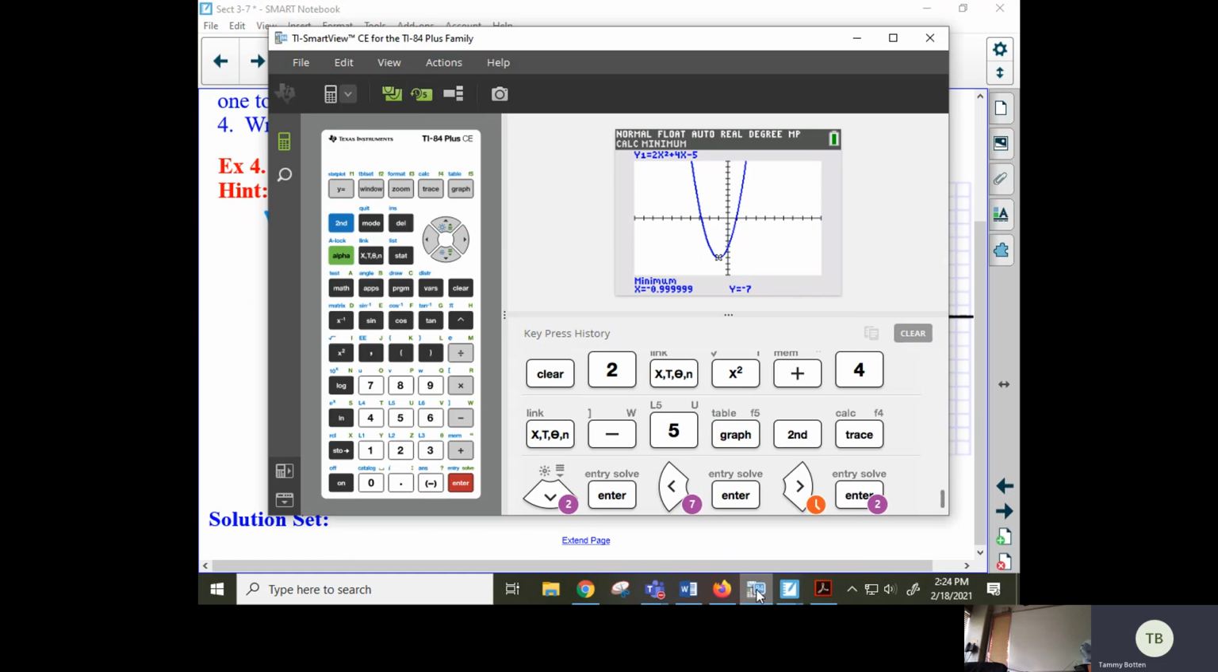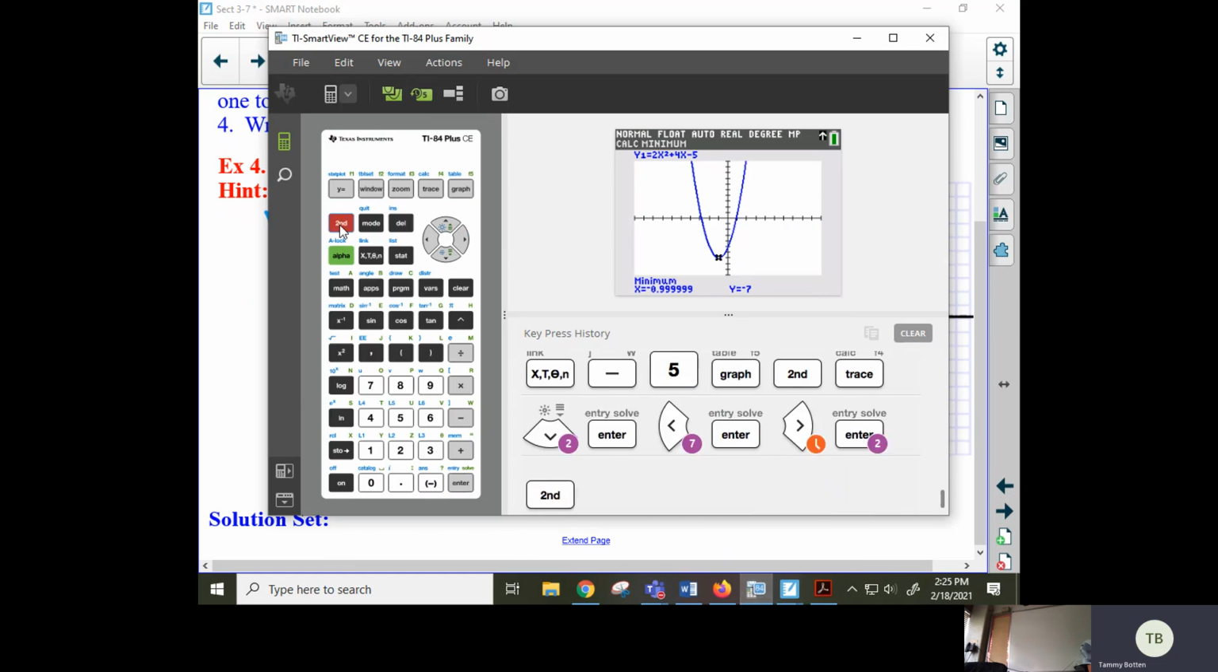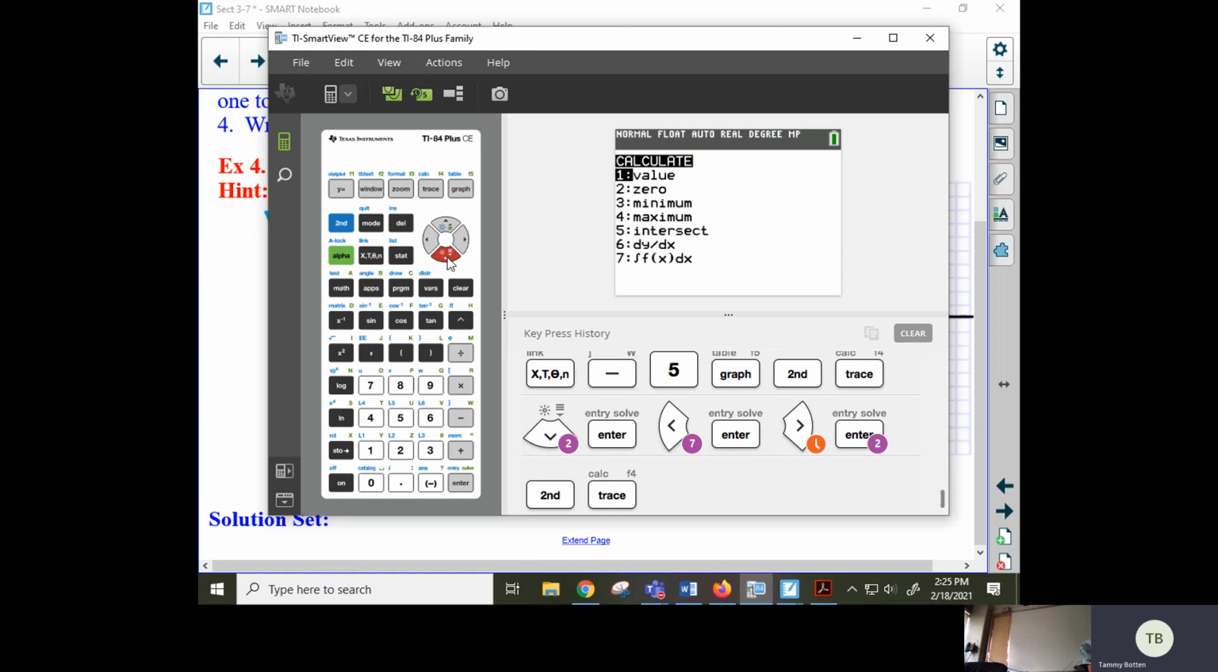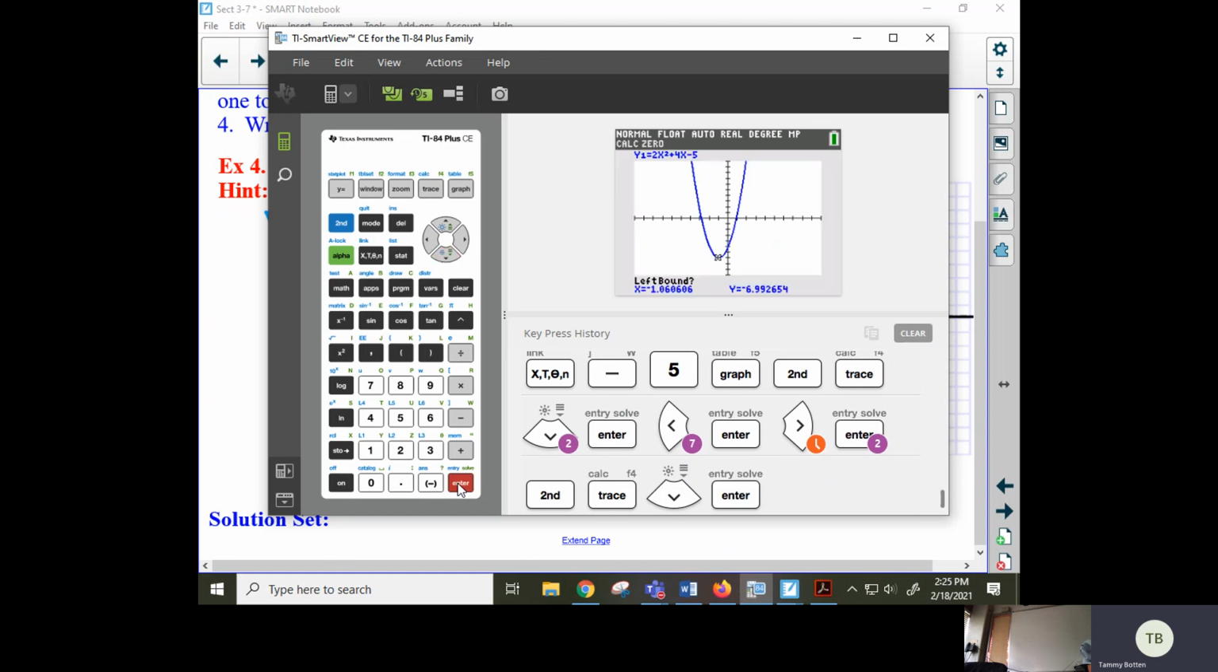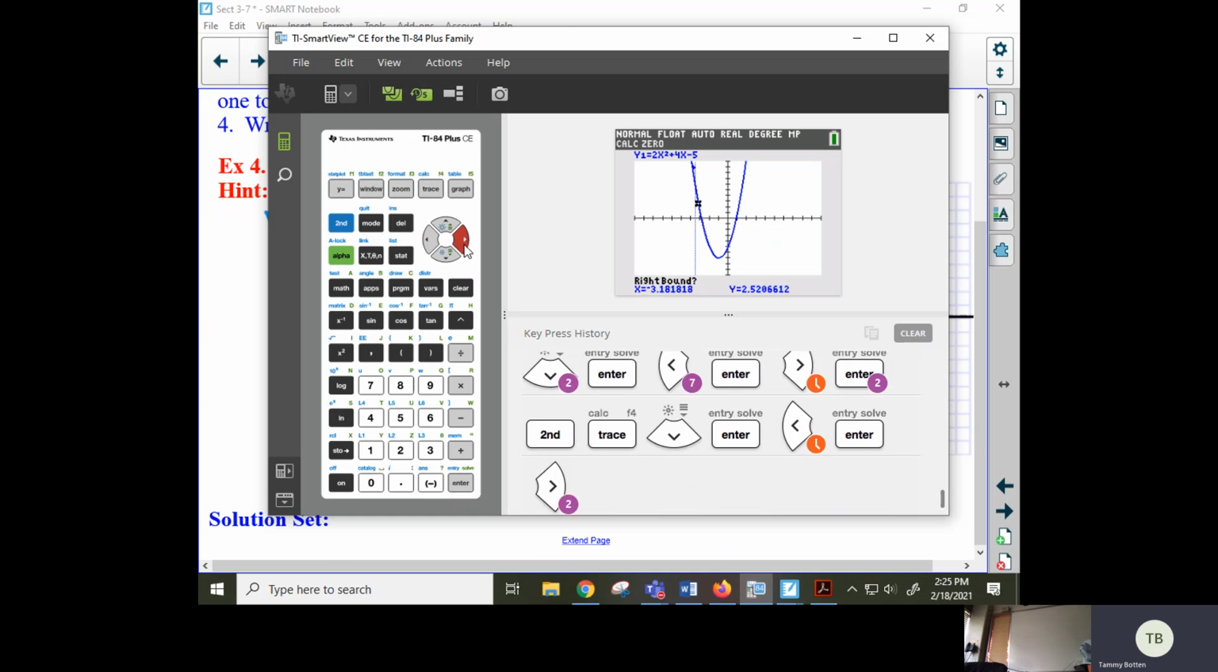Then I'm going to go back to my graph and I'm going to do the zeros. So to do that, I go second trace down to 0, move this to the left of the first 0, move it to the right of the first 0, and hit enter again. Now this one is not a whole number, and this is what I was talking about. Do you see how this is negative 1 times 10 to the negative second?